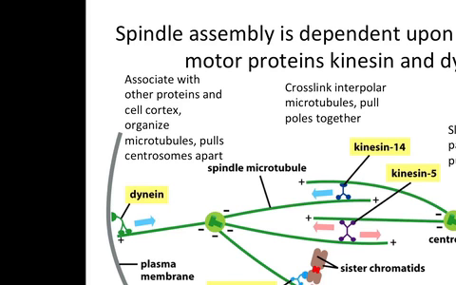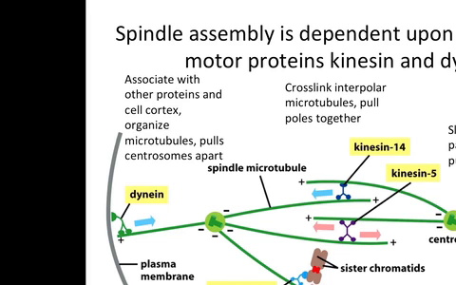Spindle assembly, right? So this spindle assembly is dependent upon motor proteins. So you're having to move things around. Mostly motor proteins of kinesin and dynein. So you've got dynein here, which is associating with the microtubule and the cell cortex, and it's helping to organize microtubules and pull the centrosomes apart. Because remember, it's walking to the minus end. You also have these different kinesins.